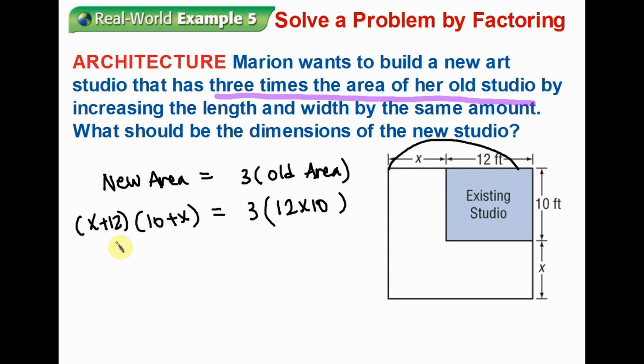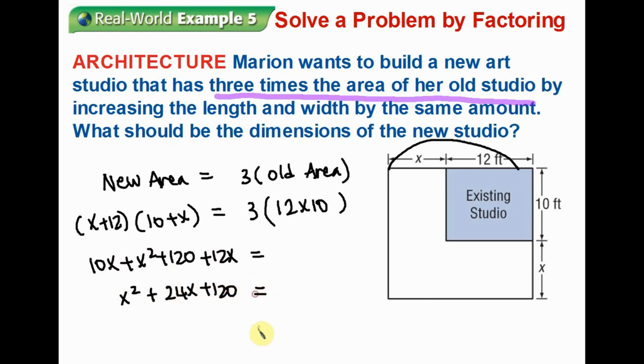For the next step, let's simplify by distributing these two terms. X times 10 is 10x. X times x is x squared. 12 times 10 is 120. 12 times x is 12x. I like to write in standard form so that later it will follow x squared plus bx plus c. X squared plus 10x plus 12x, 24x, plus 120 has to equal, if I simplify this, 3 times 12 times 10, which is 120, and when I multiply them, I get 360.